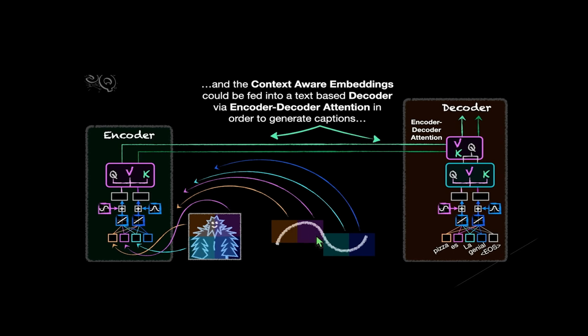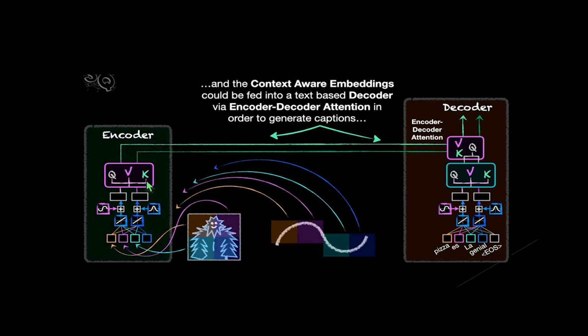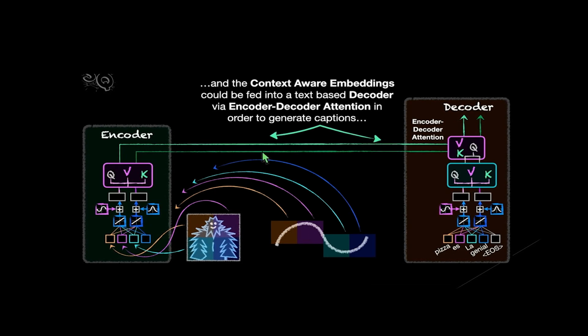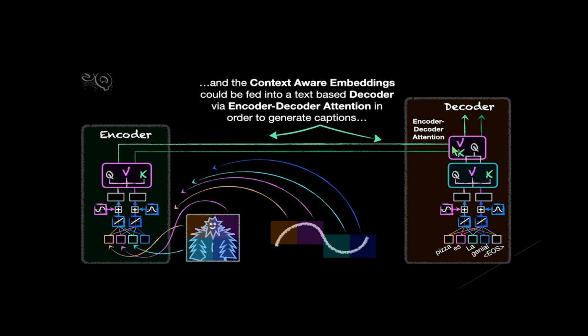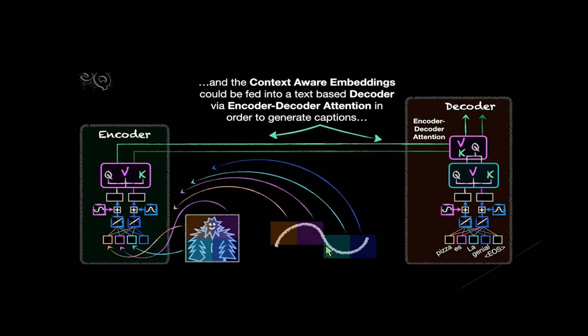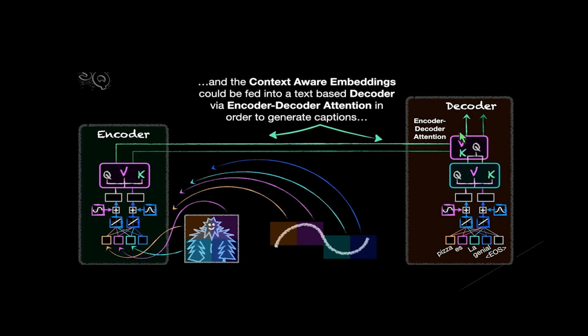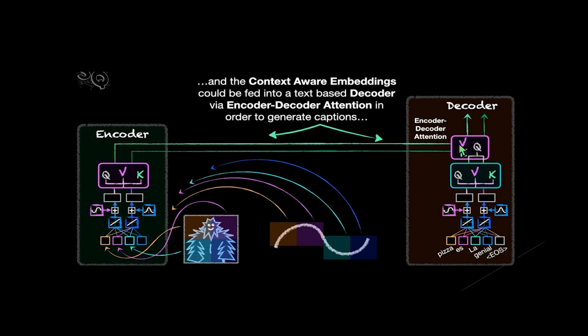In the case of images, the decoder produces a caption describing the content of the image. For audio, it can convert the sound into text, effectively translating the voice into written form.